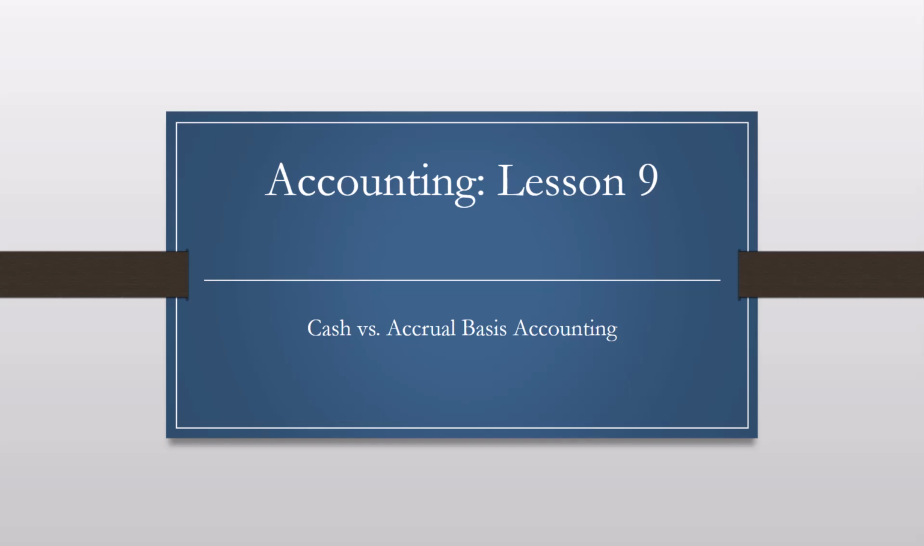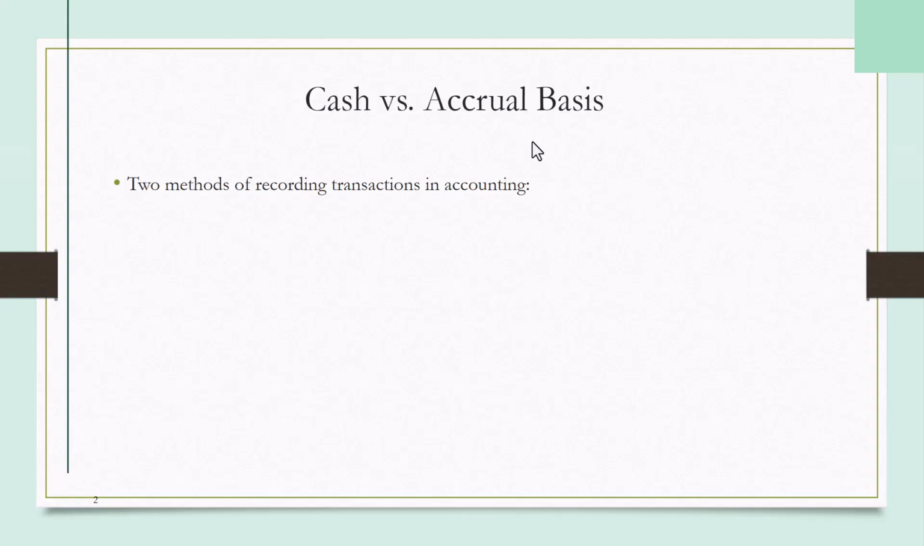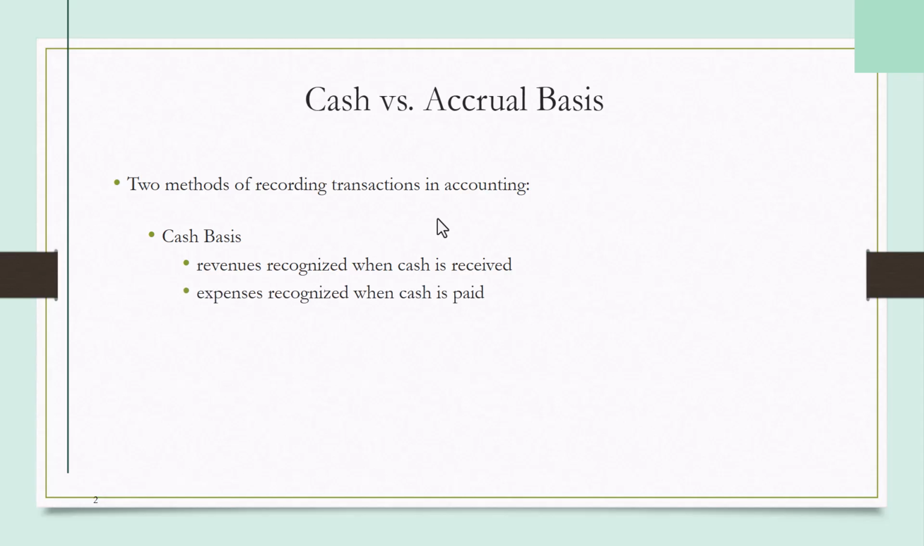In this video, I'm going to talk about cash versus accrual basis accounting. These are two methods of recording transactions in accounting, and a company will have to use one or the other for their tax return. Under cash basis, revenues would be recognized when the cash is received, and expenses would be recognized when the cash is paid.